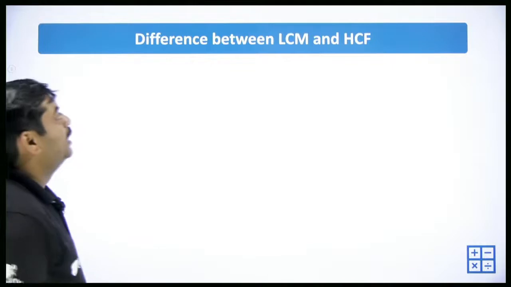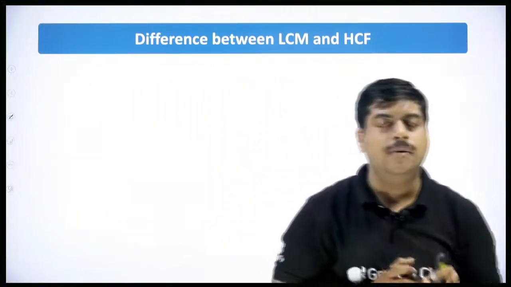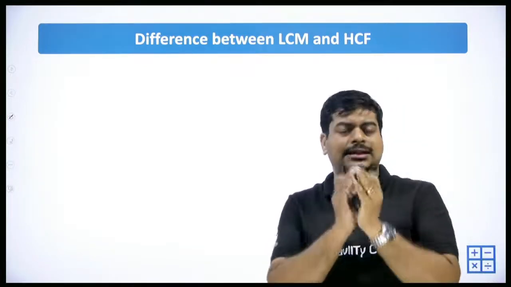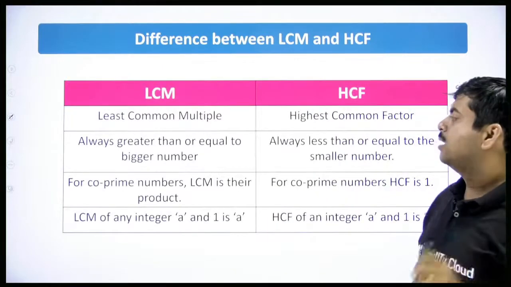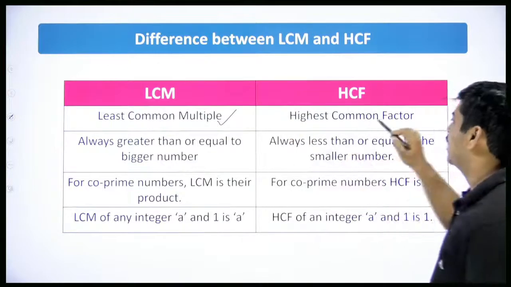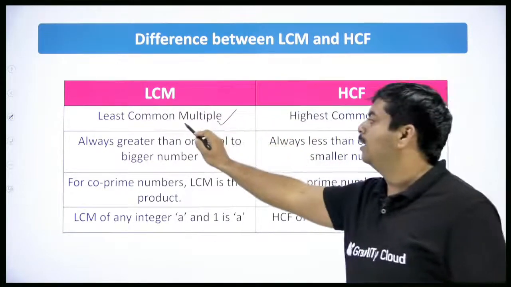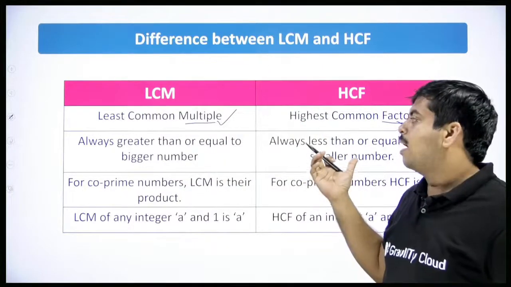Okay, so the difference between LCM and HCF. We have discussed what is least common multiple as well as what is the highest common factor. Let's try to have the difference of these two. LCM is least common multiple. HCF is highest common factor. This is common multiple. This is common factor. Here it is least. Here it is highest.